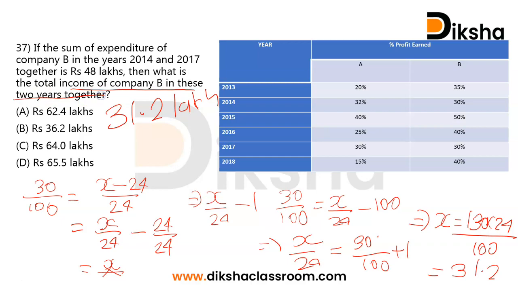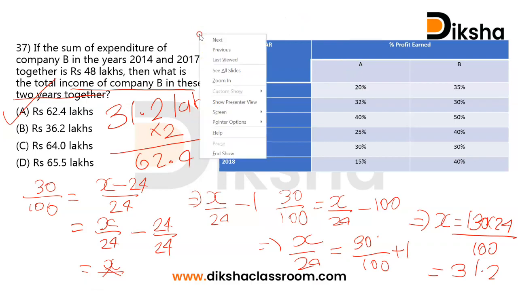But the question is, what will be the income in these 2 years together? Remember, we have the profit percentage as the same, we have the expenditure as the same, so we can say income will also be the same. If for 1 year it is 31.2, for 2 years it will be 31.2 into 2, which will give you 62.4. So option A will be the correct answer.